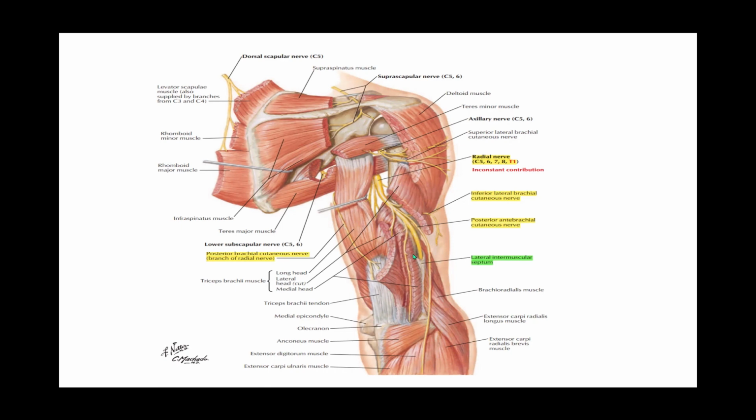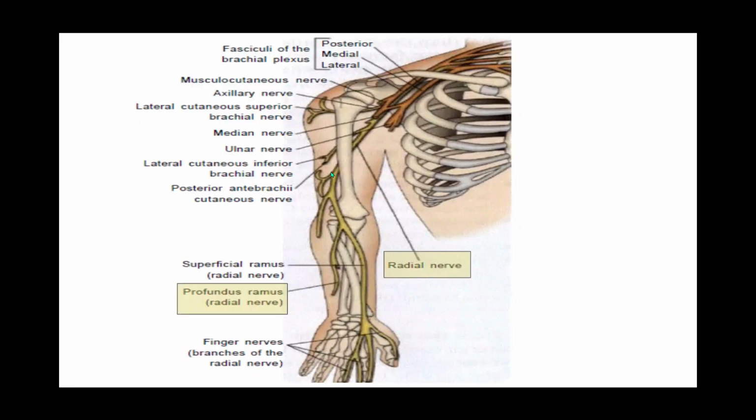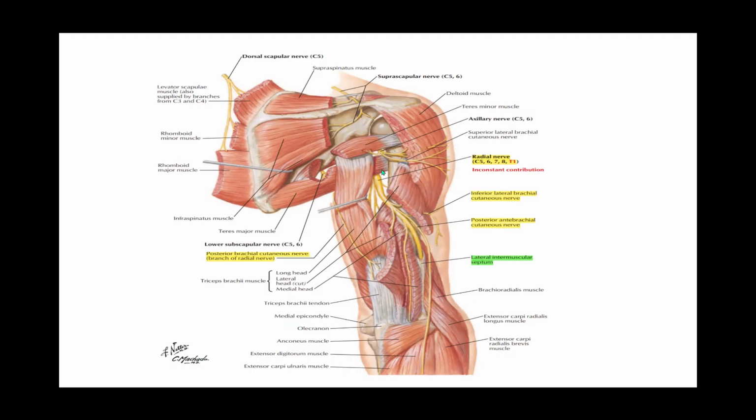So by the time it pierces, it goes through this lateral intermuscular septum, it will go to the anterior compartment of the arm, as we can see here. It's coming from the posterior part, it pierces the septum, and it comes to the anterior aspect of your arm. So it gives off muscular branches to the triceps, all the heads of the triceps. It also gives off some cutaneous branches, which we'll get to see.